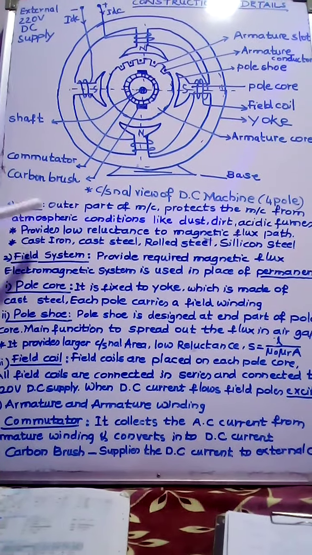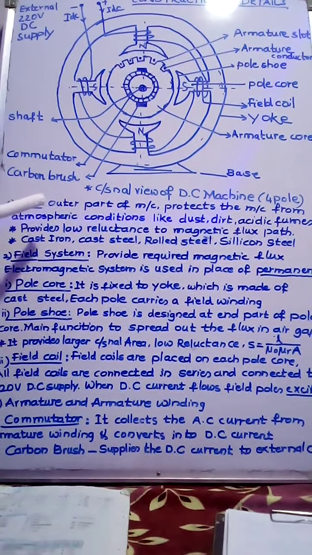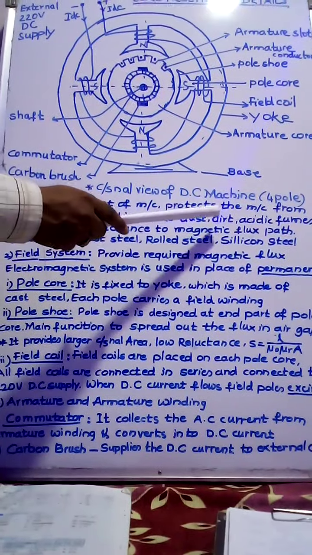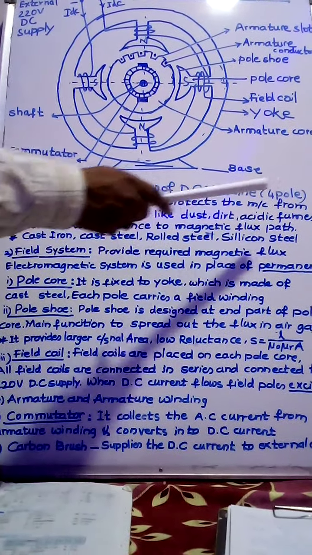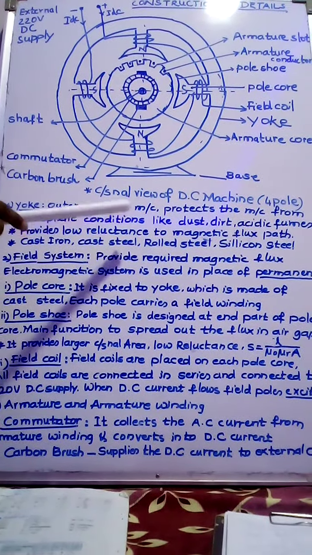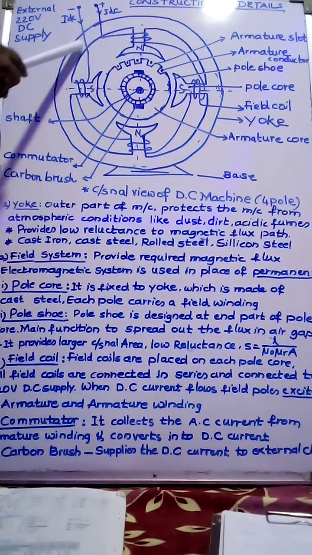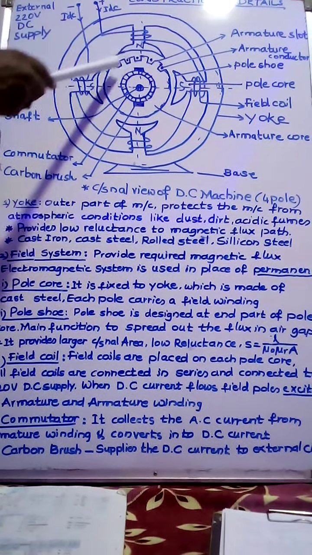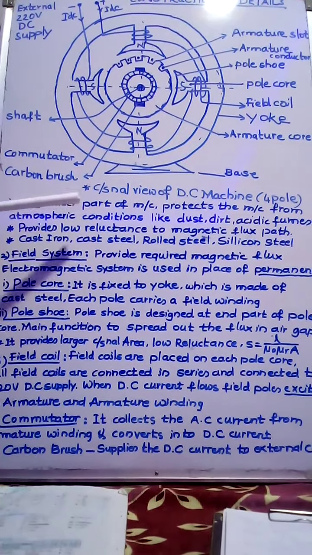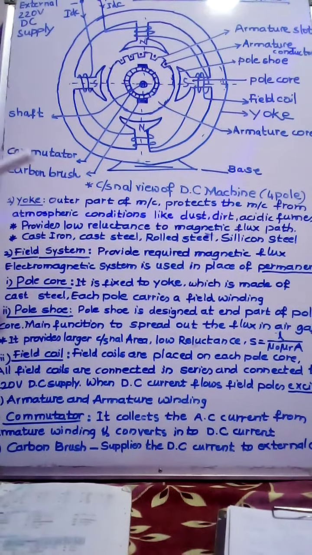What is its function? Its main function is to protect the machine from atmospheric conditions like dust, dirt and acidic fumes. Second, it provides a low reluctance path to the magnetic flux. The flux completes its path from north to south. Hence, it provides low reluctance and high magnetic flux.